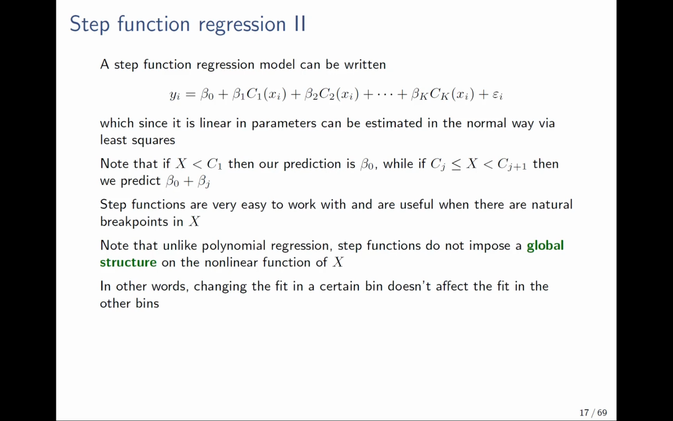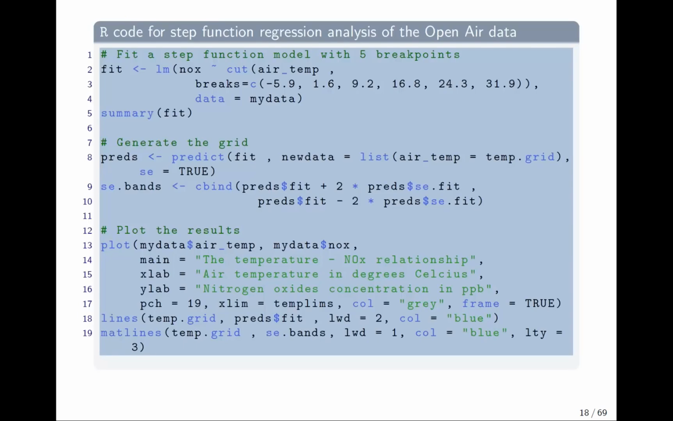Step functions are very easy to work with and are useful when there are natural breakpoints in x. And notice that the good thing about a step function, unlike polynomial regressions, is we haven't imposed a global structure on the nonlinear function of x. We've split things into bins, and we're allowing differences across bins. In other words, if we change the fit in a certain bin, it doesn't affect the fit in other bins. It's not a global structure. It's actually a local structure. It's local to those bins. And that's one of the advantages of this particular method.